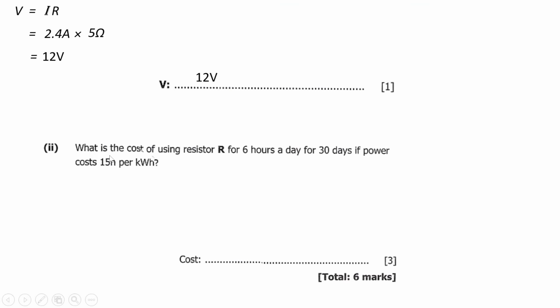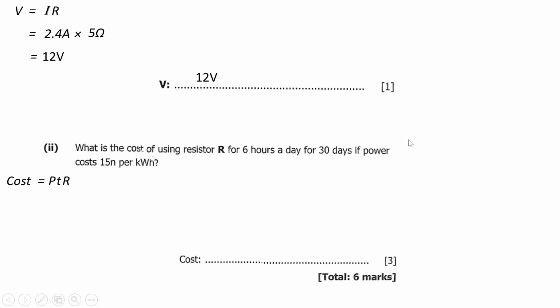Then part 2, they're saying what is the cost of using resistor R for 6 hours a day for 30 days if power costs 15 ngwe per kilowatt hour. Okay, so the cost is found by power times time times rate.